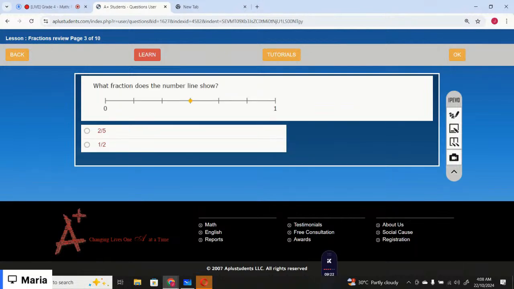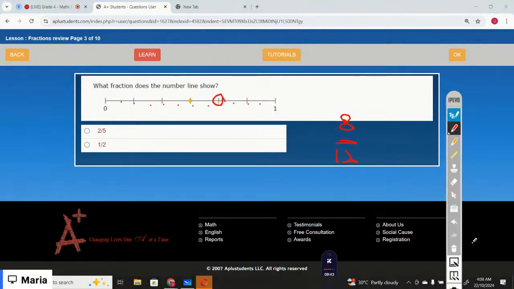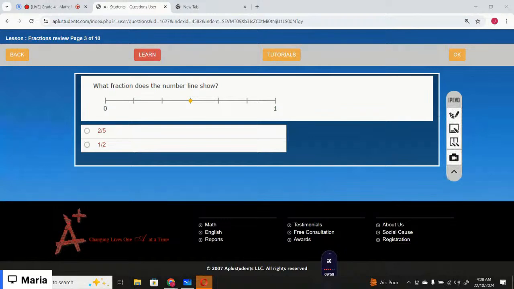What fraction does the number line show? Which is the correct option? So when you count, the third one is highlighted, right? And the total are 6. That is 3 out of 6. And when you simplify, the answer is, yes, the correct option is 1 by 2. Option number 2 is the correct option.